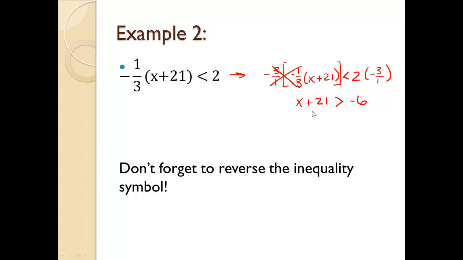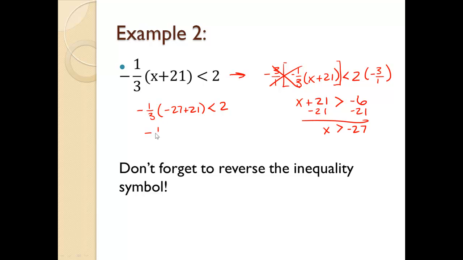Okay? Now, we handle it just like we normally would. We subtract 21 from both sides, giving us x is greater than negative 27. Now, if I go back and plug this in, which you should, I know I didn't do it in the last one, but I'm assuming that you're doing this. But just for example, here's a good way to tell if you forgot to switch the signs. If you go back and plug this in, negative 1/3 times negative 27 plus 21, it's greater than 2. If I put the signs in right, this should be a true statement.